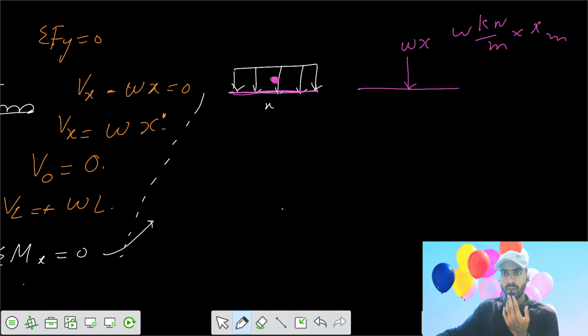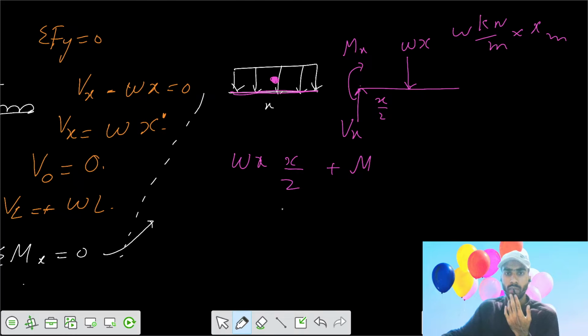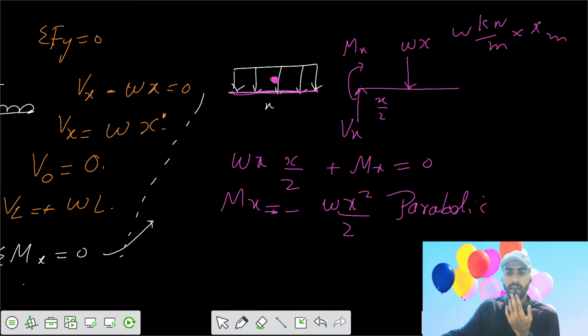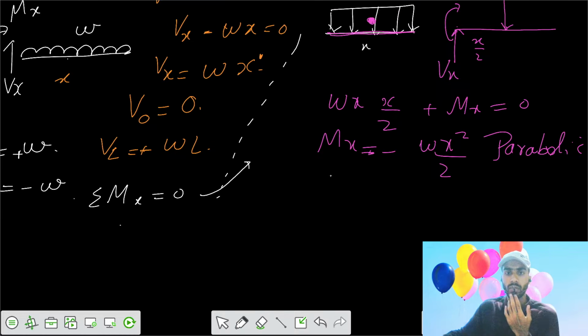So it becomes W into x kilonewton. So this load acts at x by 2 from the section where you cut. So you can treat it in this way. We can say that your moment is Mx here, Vx. So W into x acting at x by 2 is clockwise, plus moment x is also clockwise. So your moment x is actually in anti-clockwise direction, minus Wx squared by 2. So your moment x is a function of x square. So it's a parabolic variation. So your bending moment diagram is a parabolic variation of Wx square by 2.